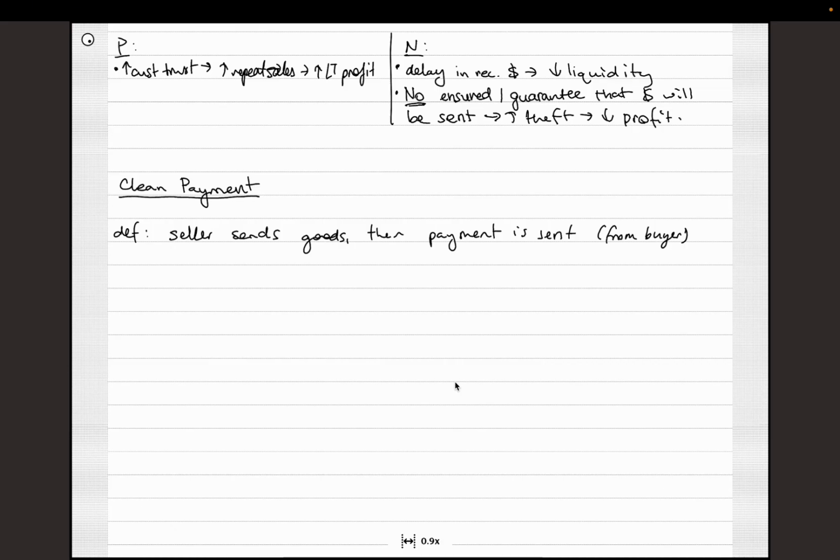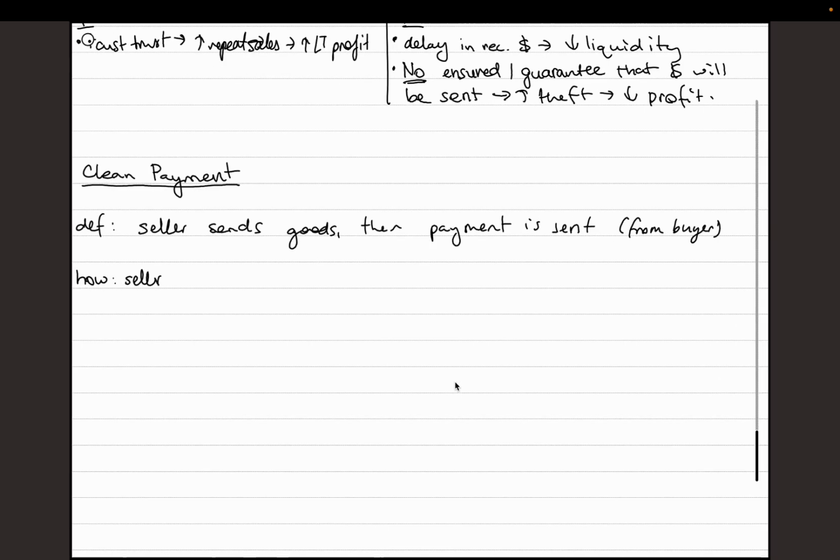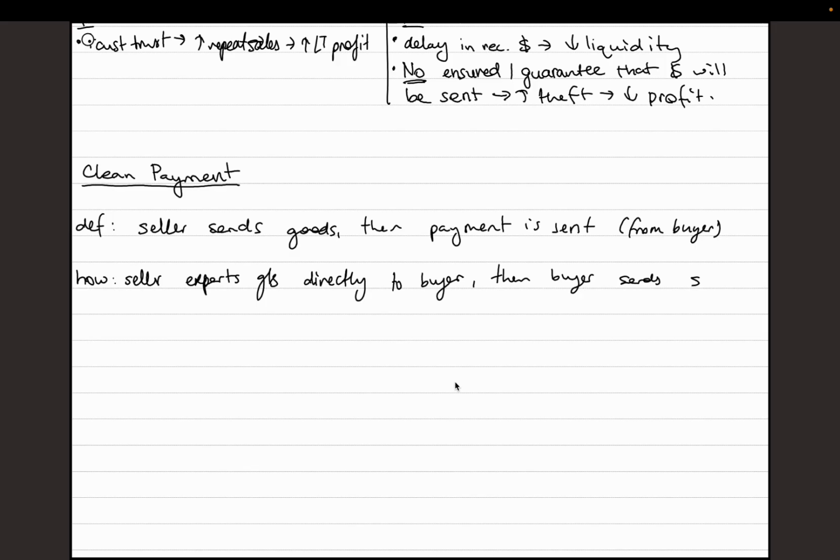It's in the name. So how? Seller exports goods directly to buyer, then buyer sends payment. Why?